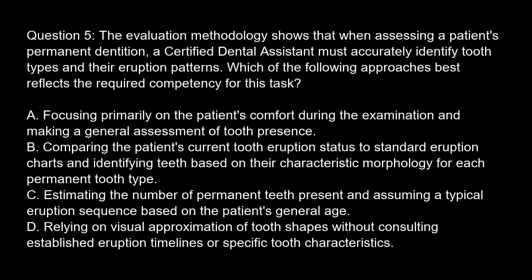Option A. Focusing primarily on the patient's comfort during the examination and making a general assessment of tooth presence. Option B. Comparing the patient's current tooth eruption status to standard eruption charts and identifying teeth based on their characteristic morphology for each permanent tooth type. Option C. Estimating the number of permanent teeth present and assuming a typical eruption sequence based on the patient's general age. Option D. Relying on visual approximation of tooth shapes without consulting established eruption timelines or specific tooth characteristics.